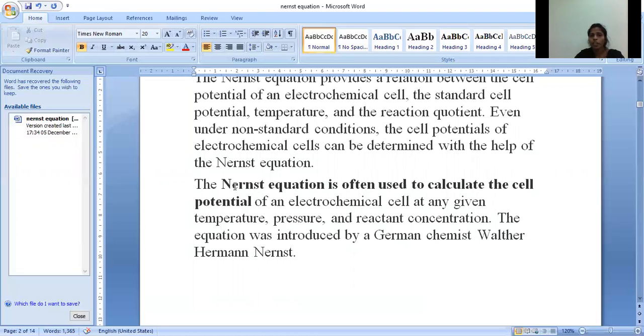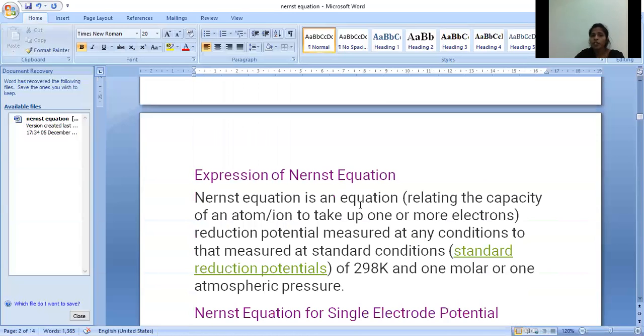So that's what I told now. The Nernst equation is often used to calculate the cell potential, that means E cell at any temperature, pressure, and the concentration. Yes. So this is about the Nernst equation. So now let us see the expression of the Nernst equation.